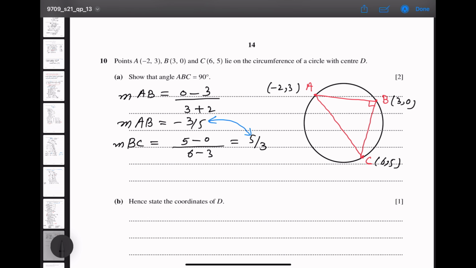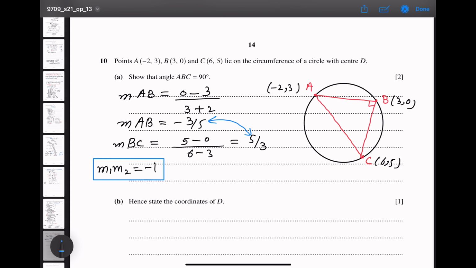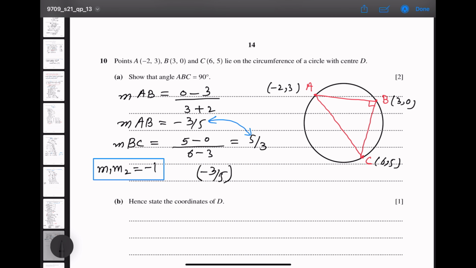Now we will use this concept: M1 M2 is equal to -1. Clearly, the gradient of AB, that is -3 over 5, multiplied by 5 over 3, becomes -1. The product of these two gradients is equal to -1, so the angle at B must be 90 degrees. This has been shown. Angle ABC is 90 degrees.